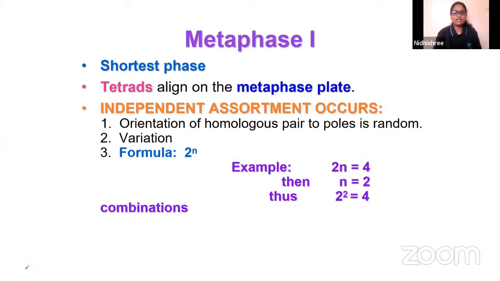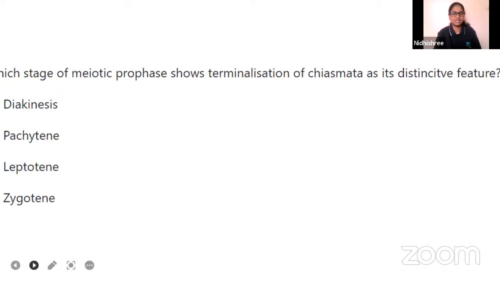Okay. So here 2^n means the number of combinations. When 2n is equal to 4, n is equal to 2. So 2^2, 4 combinations. We will solve some problems like that.